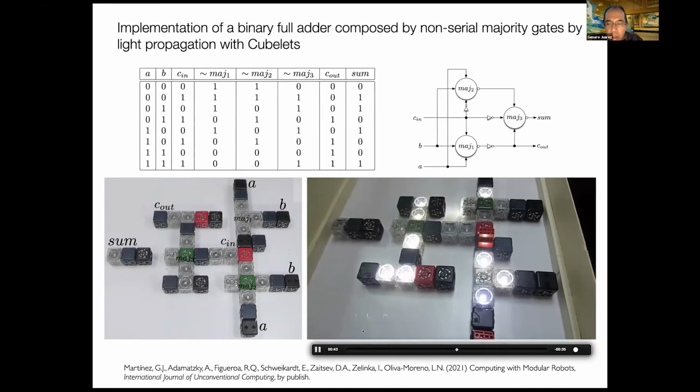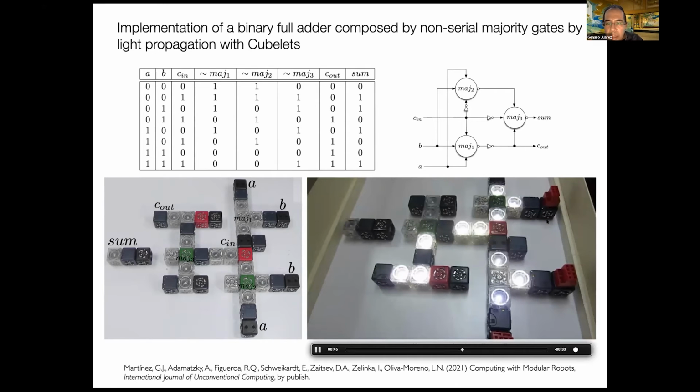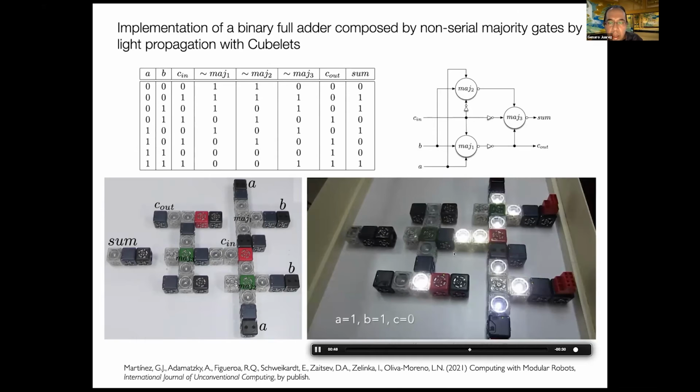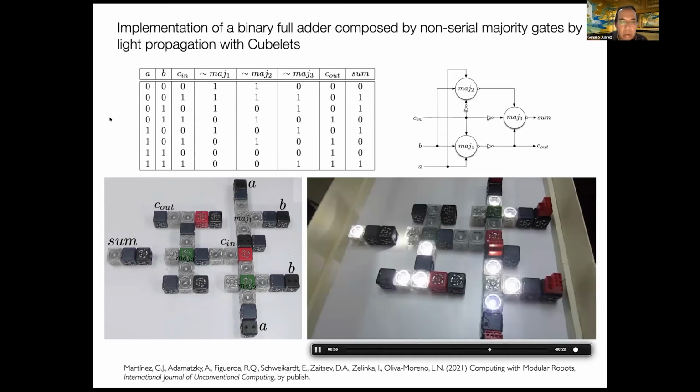So every combination is calculated for the reaction of every robot, and the robot propagates the actions for the binary value. Finally, this robot is able to simulate this algorithm.